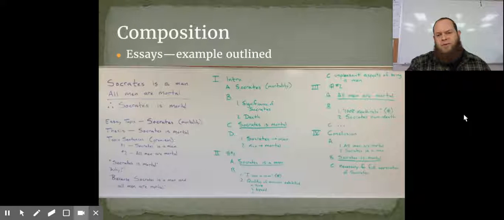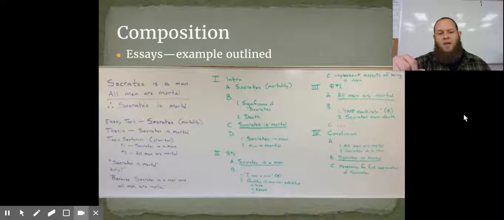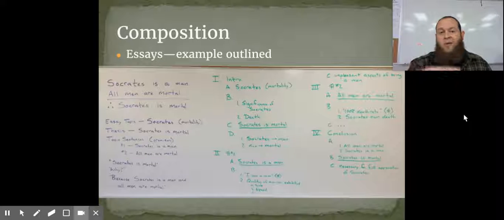So here I've got an example of a very common syllogism that most of us have heard. Socrates is a man, all men are mortal. Therefore, Socrates is mortal. So the topic of my essay is Socrates and his mortality. My thesis is the conclusion of that argument: Socrates is mortal. My topic sentences are going to be the premises of my argument: Socrates is a man, and all men are mortal.